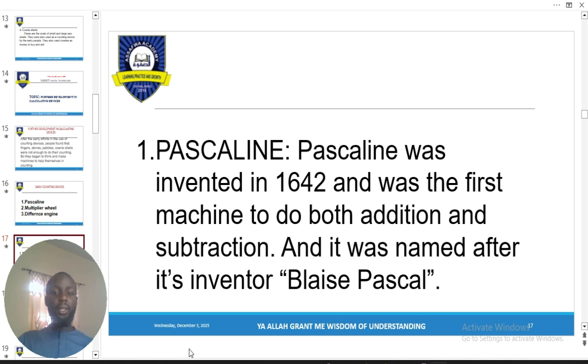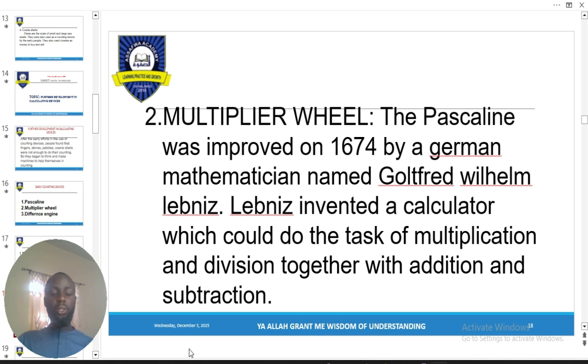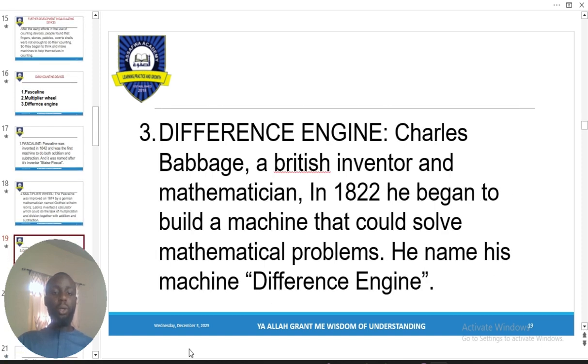So the Pascaline was invented in 1642 and was the first machine to do both addition and subtraction. It was named after its inventor, Blaise Pascal. So the second one, which is the multiplier wheel. The Pascaline was improved in 1674 by a German mathematician named Gottfried Wilhelm Leibniz. Leibniz invented a calculator which could do the tasks of multiplication and division together with addition and subtraction. So the third one, which is the difference engine.